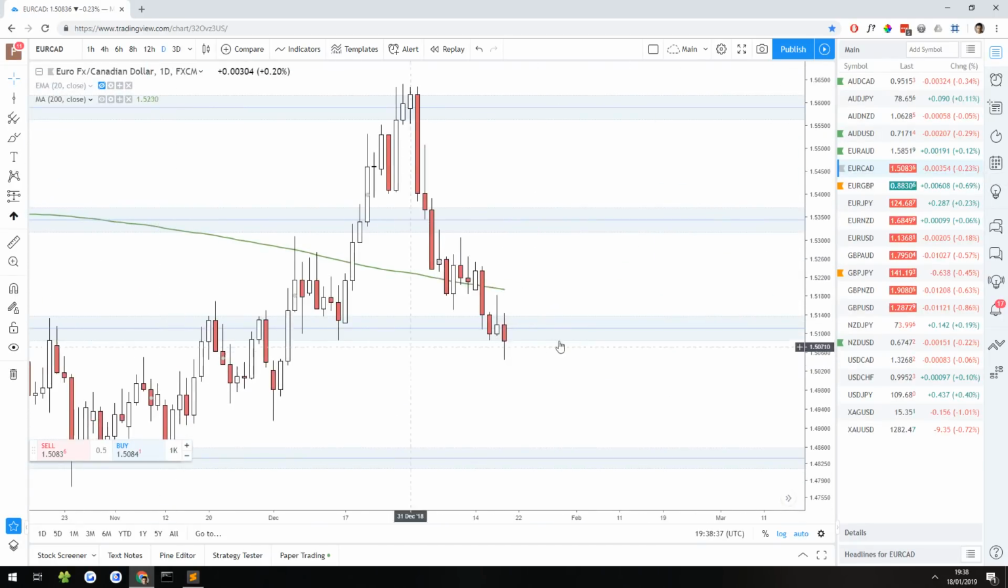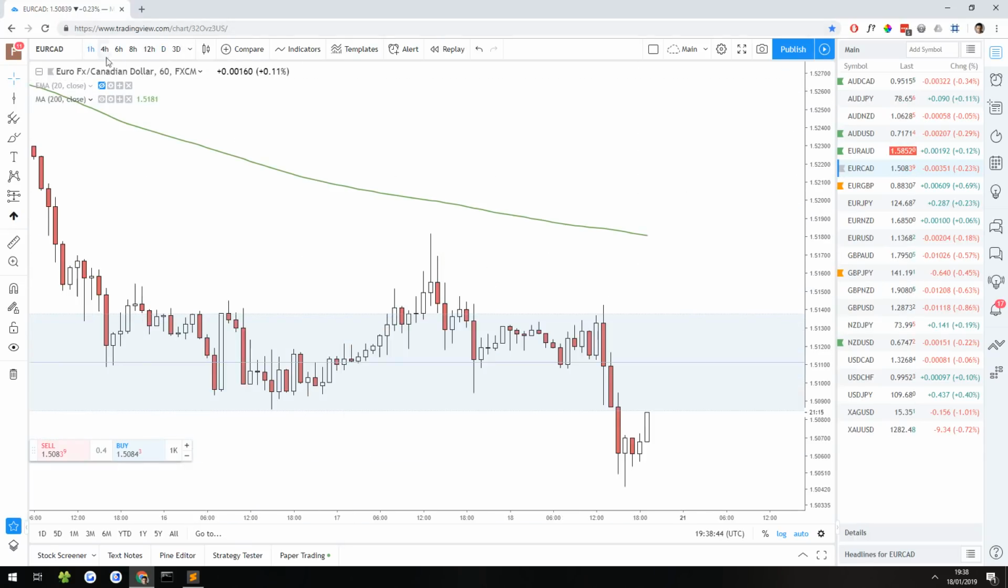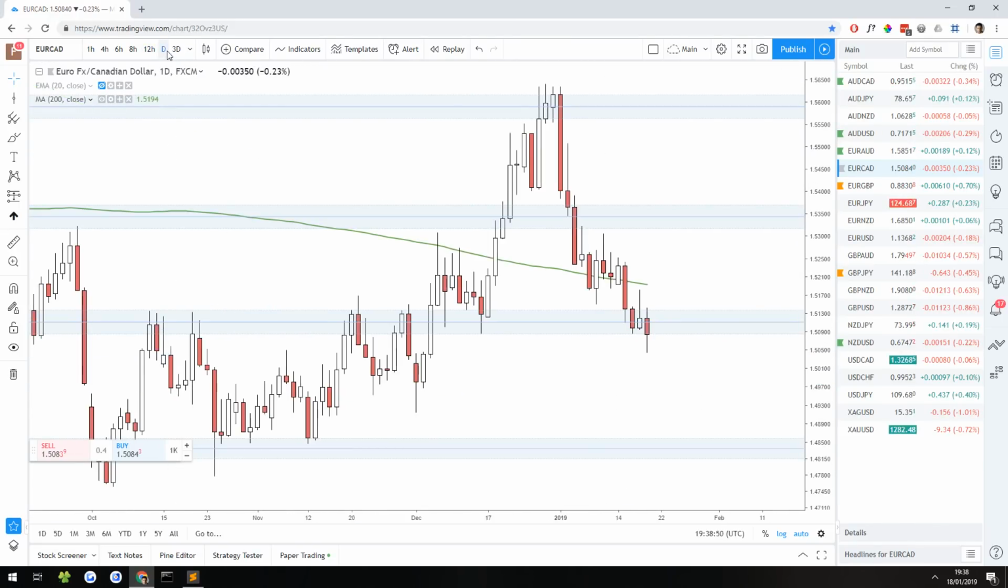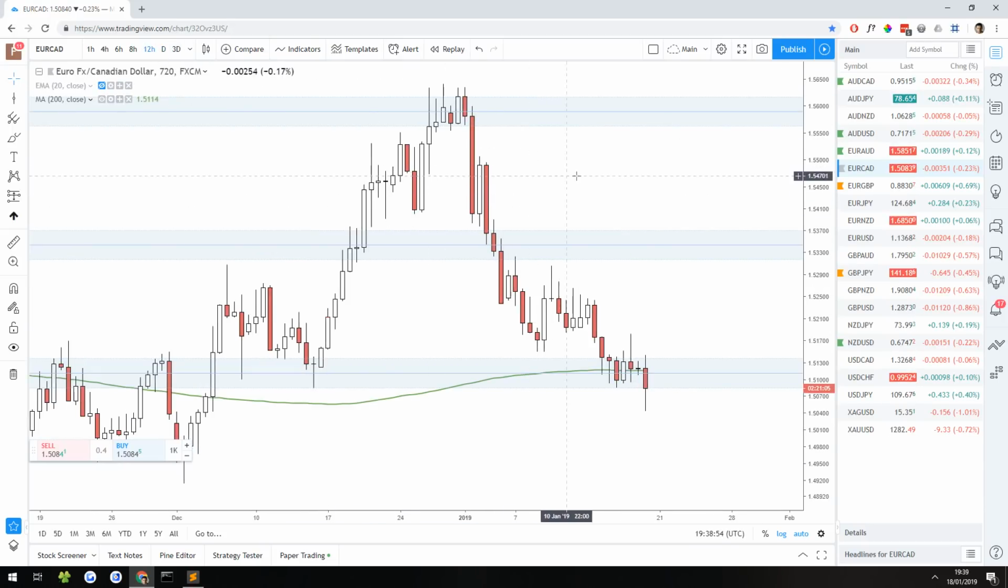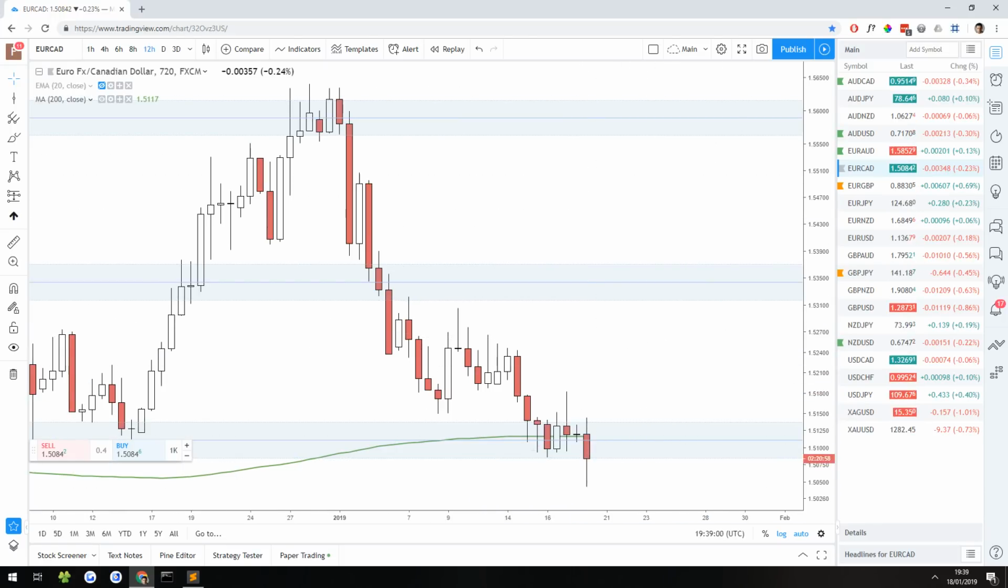I was actually looking at EuroCAD. Oh, well, this has changed a bit since I was looking at it. It dropped down a little bit, so it's not really a valid example anymore. Well, actually, no, it kind of is. It's still a valid example. But if you look on the 12-hour, what EuroCAD's been doing is moving sideways on an area of support.